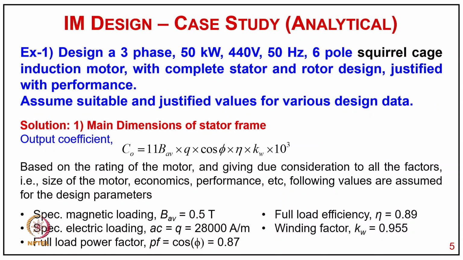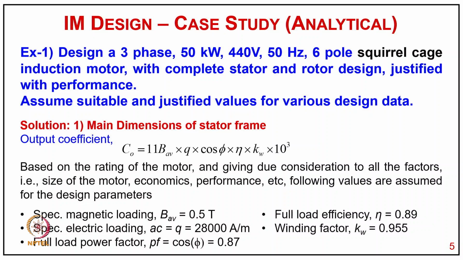Starting as part 1 of the solution, first we talk about the main dimensions of the stator frame. For that we have the output equation, C0 equal to 11 B average into q into cos phi into eta into kW into 10 power minus 3. This is the output coefficient, where B average is the specific magnetic loading, normally in Tesla. Here we select a practical value of around 0.5 Tesla.